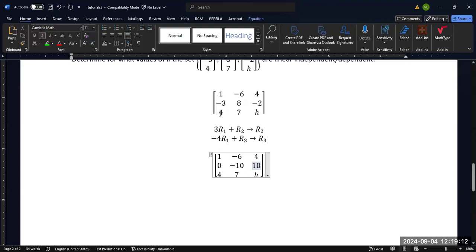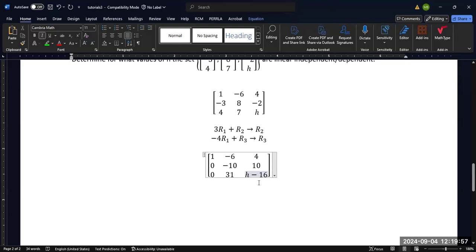And then down here, I'm going to multiply 1 by -4. -4 and 4 is going to give me 0. -6 by -4 is going to give me 24. 24 and 7 is going to give me 31. A little bit excessive there. And then -4 by 4 is going to give me -16. And so if I add that to H, I'm going to get H minus 16, or -16 plus H, however you want to write that.